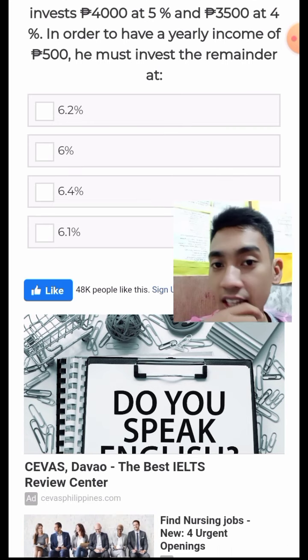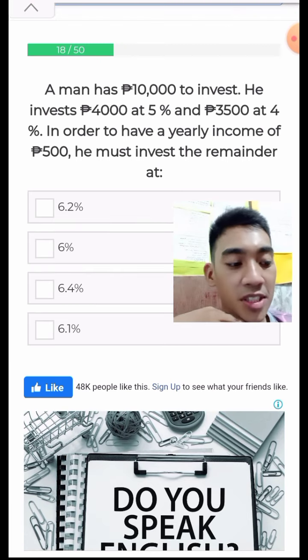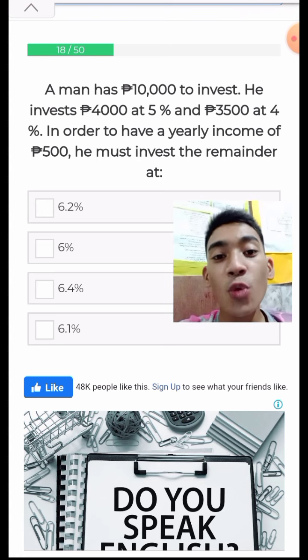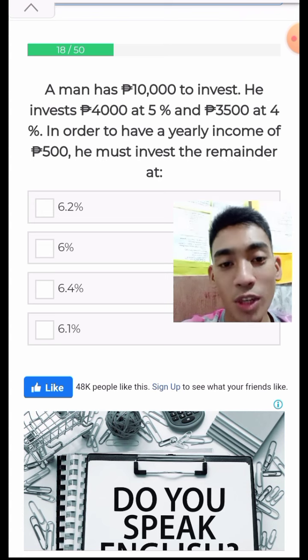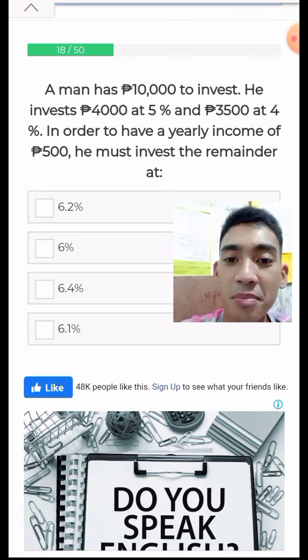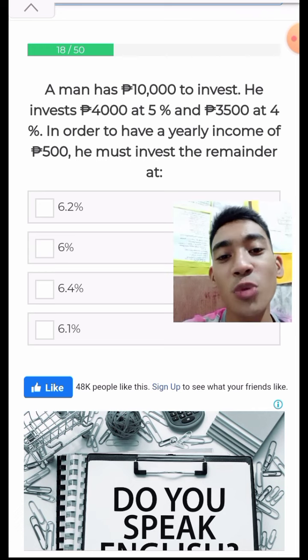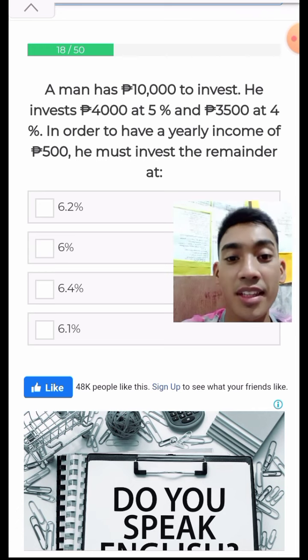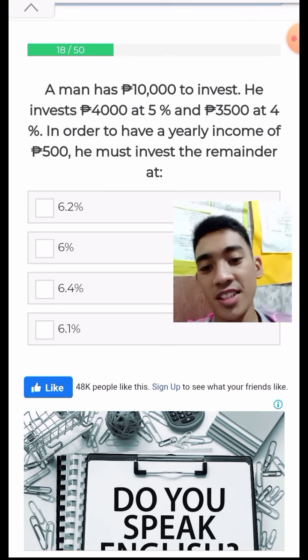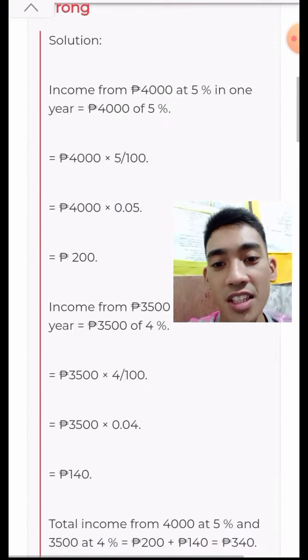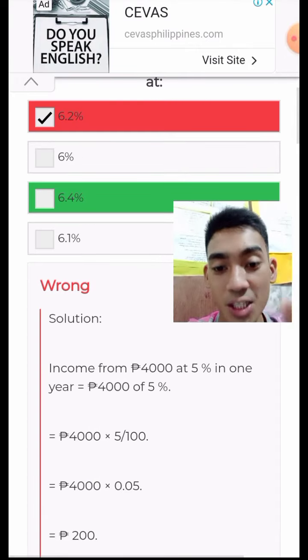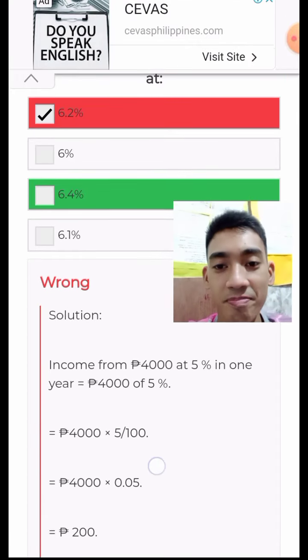So at what percent will these 2,500 pesos be invested in order to have a yearly income of 500 pesos? So let's try to guess. 6.2%. Okay, wrong. It's 6.4%. How is that?